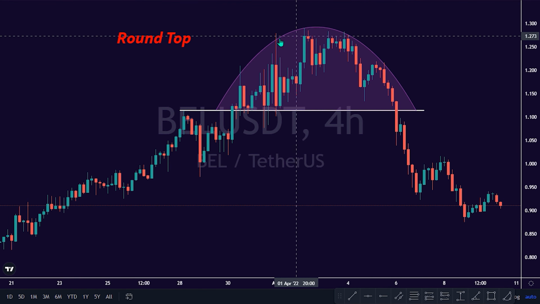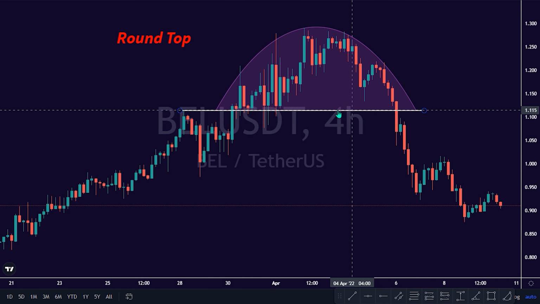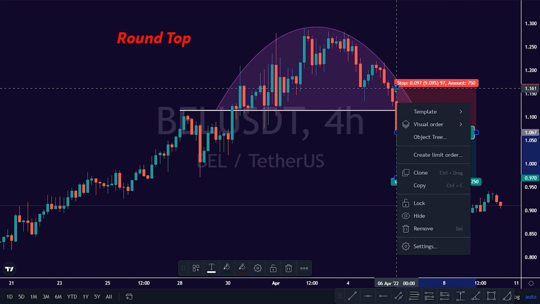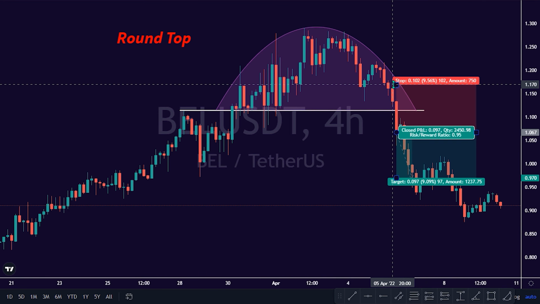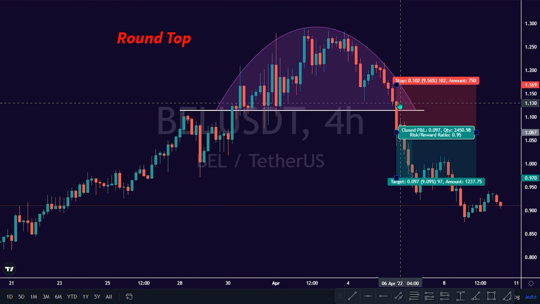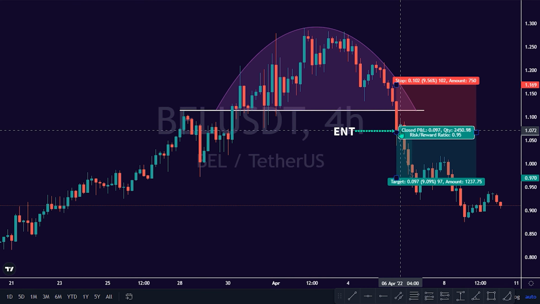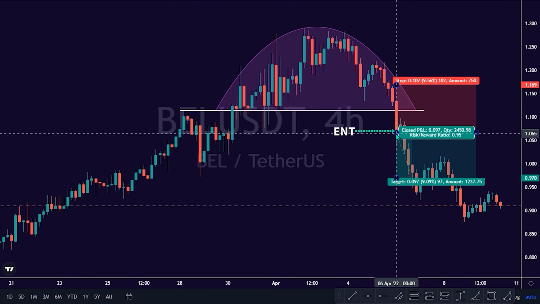This rounded top was confirmed when the strong bearish candlestick broke the neckline downward. If you were to trade this pattern, the best zone for stop loss would have to be at the high of the bearish candlestick here before the strong bearish candlestick that broke out of the neckline here. Our entry would be at the close of this strong bearish candlestick breakout.